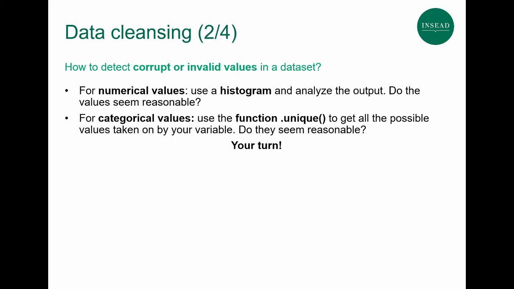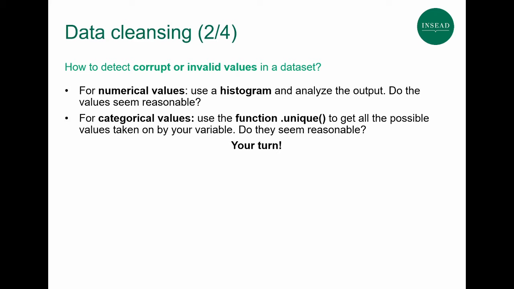It will also help identify entries which are not meant to be, which are not numerical, because then the histogram won't run. So if you get an error message when you're trying to use the histogram, there may be values in your data set that are supposed to be numerical but are not. So take a look at the histogram, and if the values seem reasonable and not completely outlandish, then you're good to go.